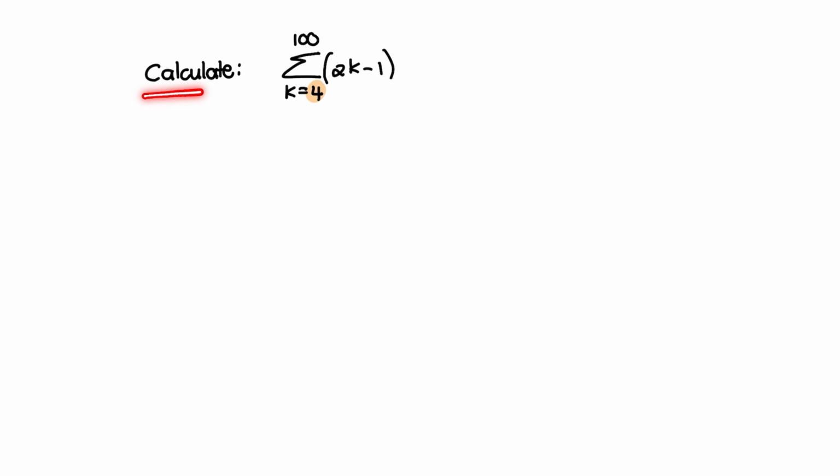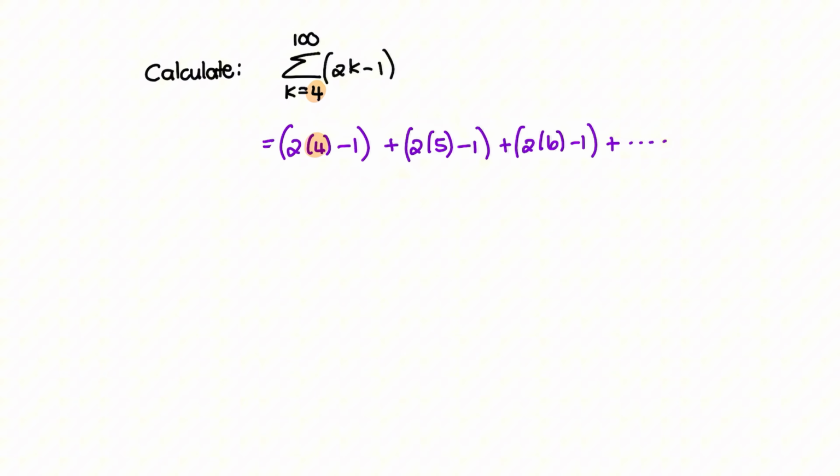So we want to calculate the following sigma expression. Our lower limit is 4 and our upper limit is 100, and the body, or the term that we are considering, is 2k minus 1. So what we do in sigma expressions is we need to add terms together.